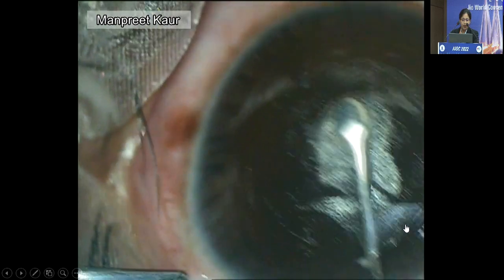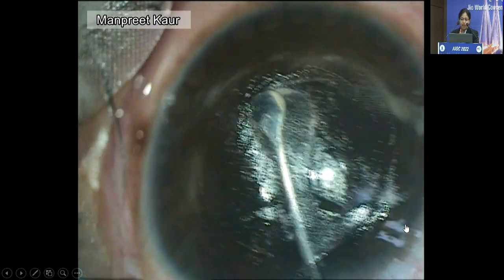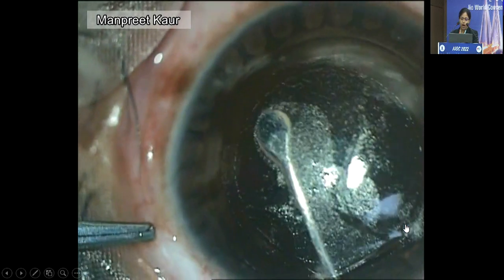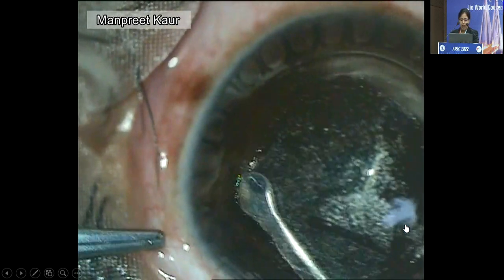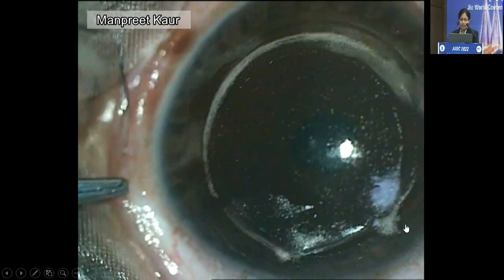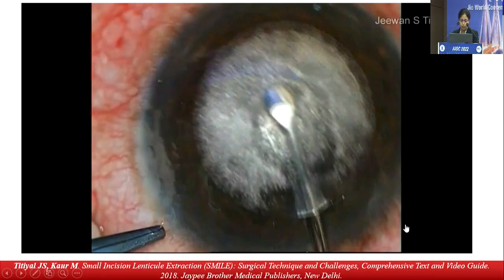So the subsequent dissection is not very challenging once you know what you have done and how to handle it. In fact, in this case, I could extract the lenticule without using a forceps, and the dissection was almost as smooth as a primary case in which you go anterior first and then posterior. So most important is identifying the issue and how to handle it. You have to identify the lenticule edge, that's most important.